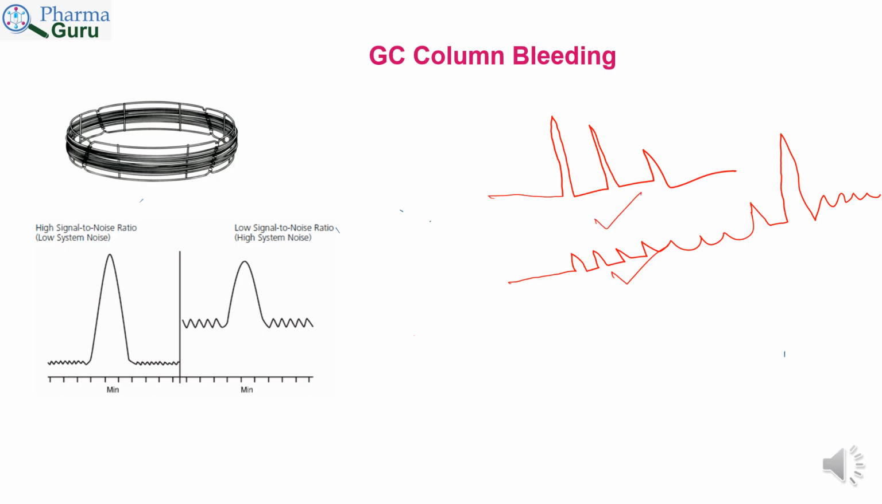The main reason is if you are using a detector temperature or injector temperature more than recommended by the manufacturer. In that case, the stationary phase comes out from the column and goes into the detector, and that is the reason you get such type of disturbed baseline in the GC chromatogram.